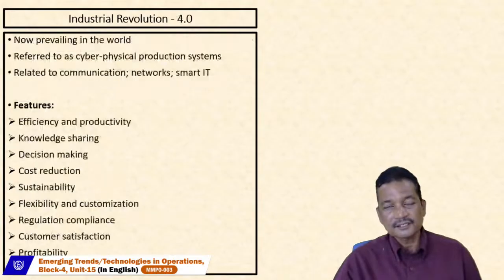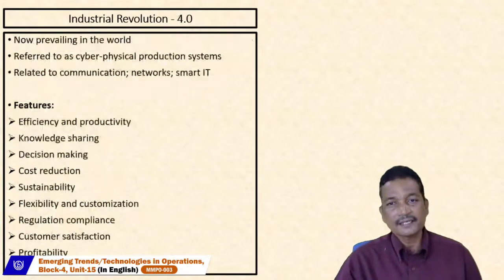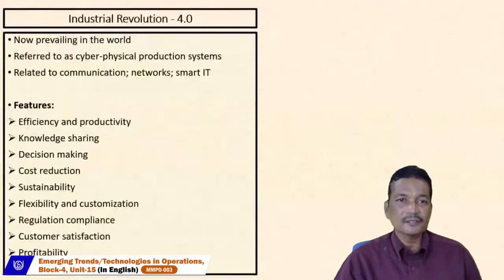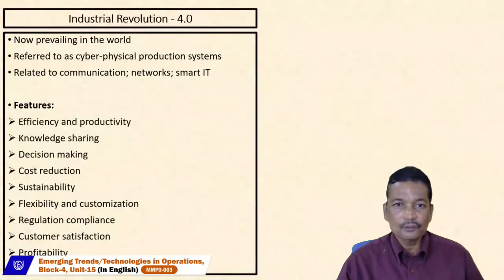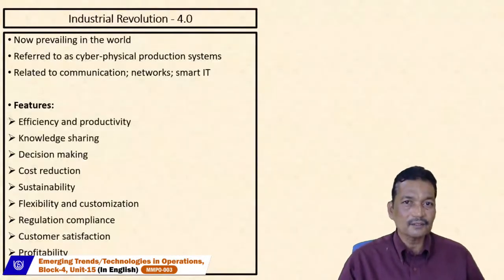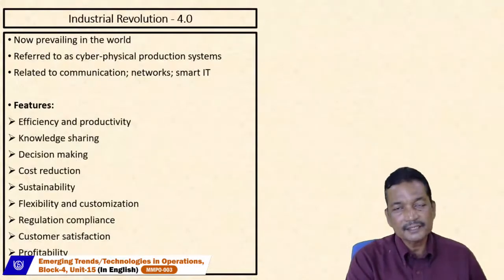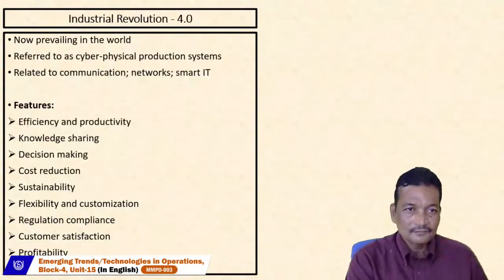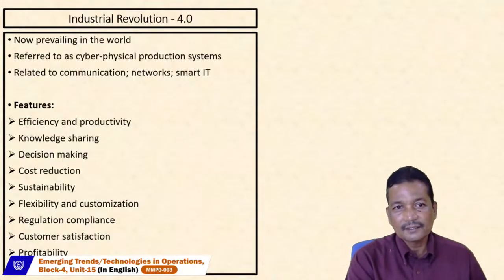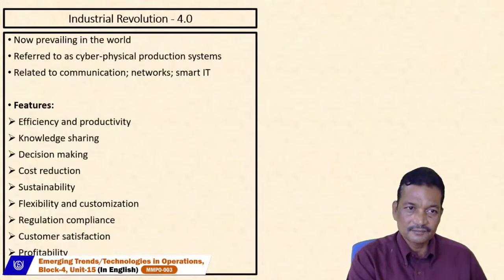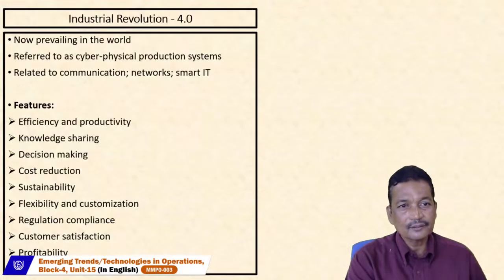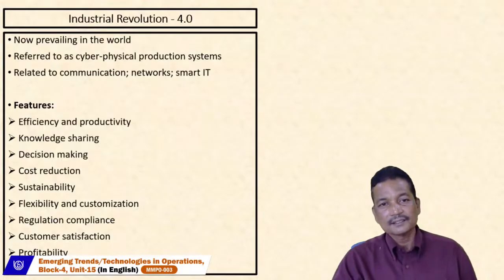Now the present condition we are saying, or let us term it as the Industrial Revolution 4.0. All of you can look around ourselves. This is what is prevailing in the world. This is referred to as cyber physical production systems in relation to communication networks, smart IT.